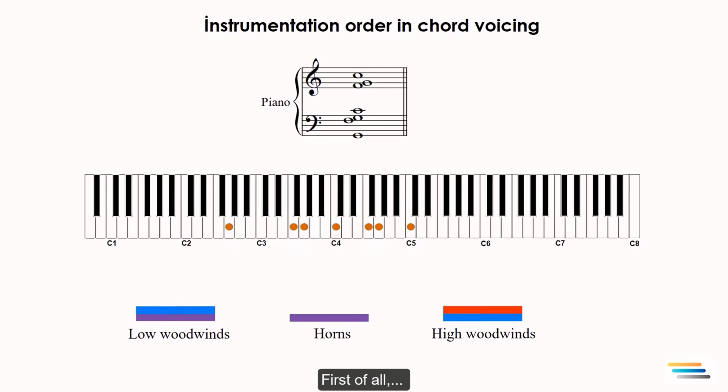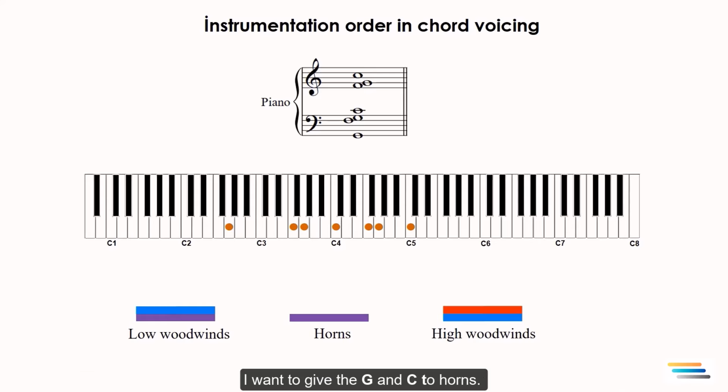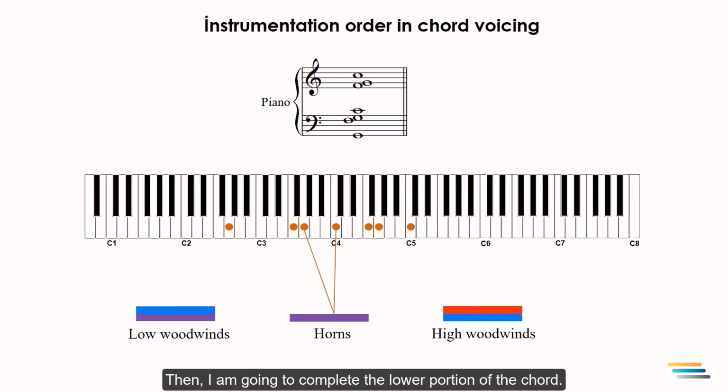Okay, first of all, you should decide how many horns should play and which notes should be assigned. I want to give the G and the C to horns. This is the middle register of the horn. Then I'm going to complete the lower portion of the chord. The low G and F will be played by two bassoons. Of course, depending on the chord and your choice, other low woodwind instruments also can be used.